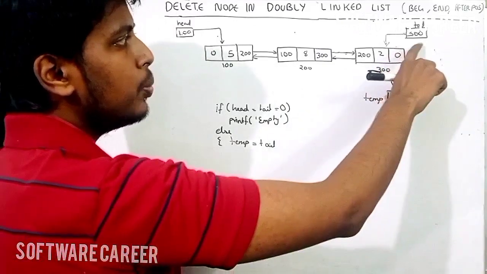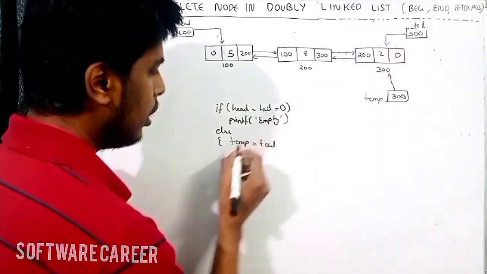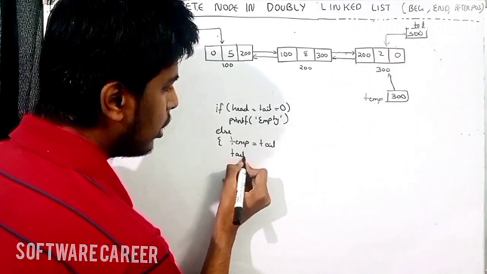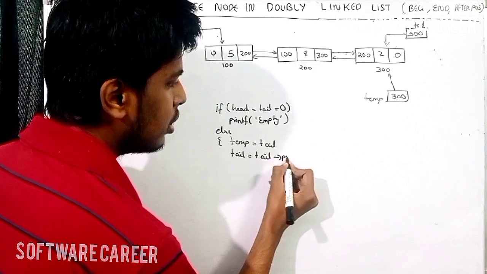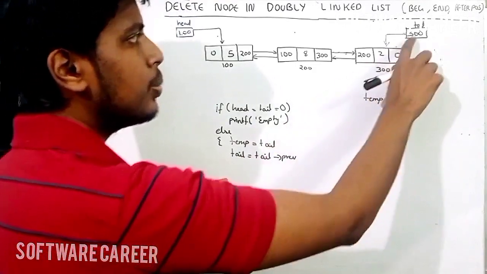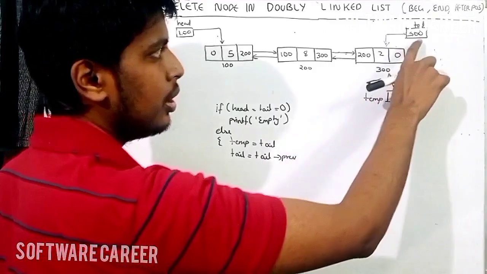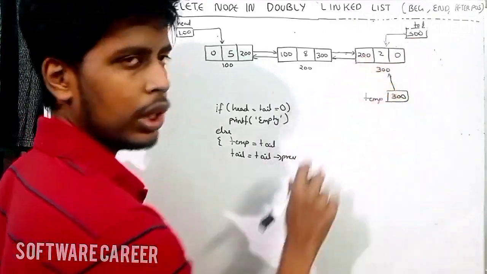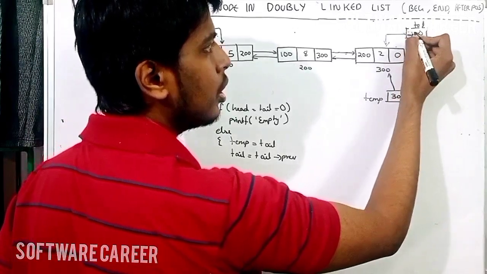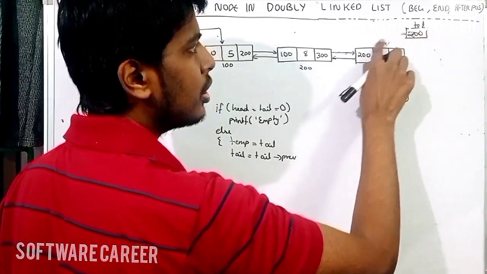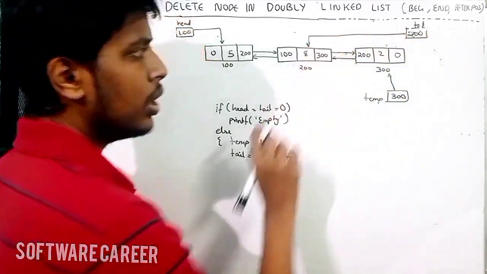Now see. Now you should move tail pointer one step behind. So how to move? See here, I am writing tail equals to tail previous. Now see, tail is this pointer. In this pointer I am updating the value to tail previous. Tail is 300. 300 previous is 200. So I am updating this to 200. So this pointer is cancelled and this tail pointer is pointing to the node which has address 200.